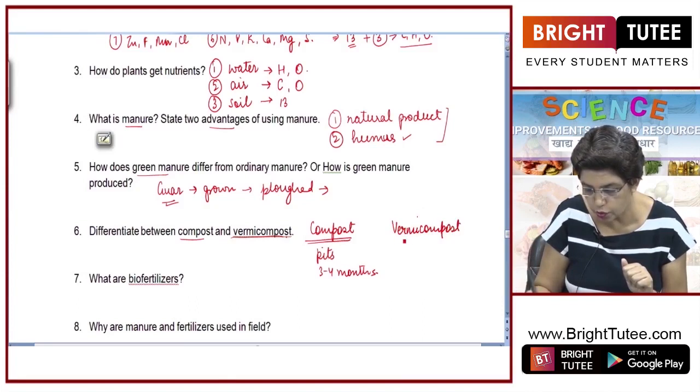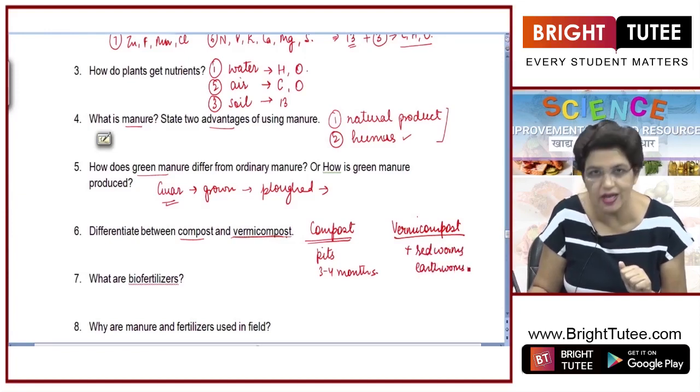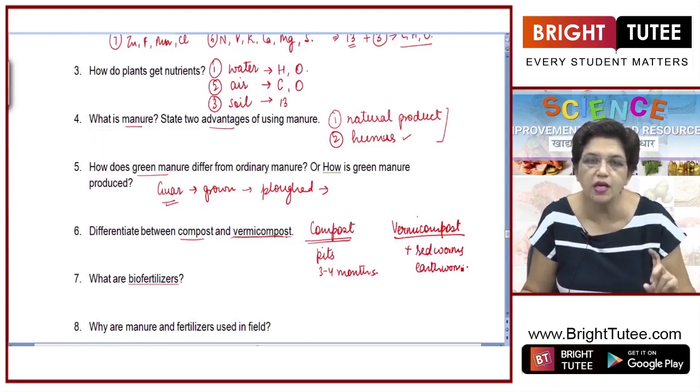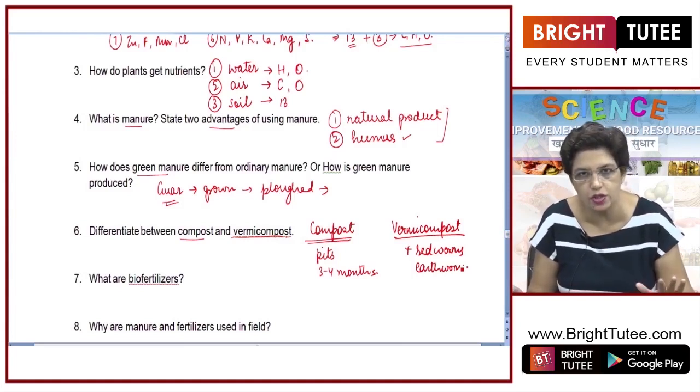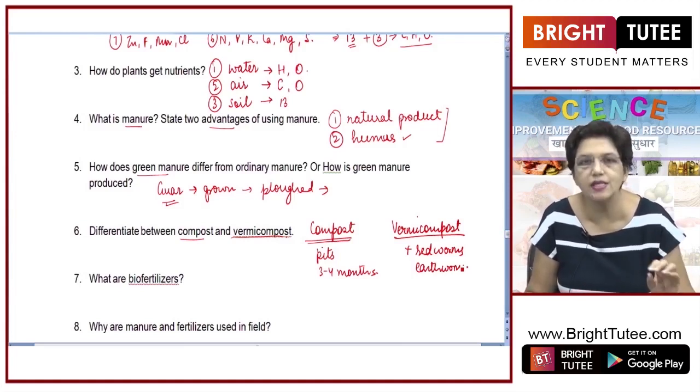In vermicompost, what we do is add red worms or earthworms along with the waste. For vermicomposting, only the plant waste from the farms and the vegetable peels are used. These are put into the pits along with some red worms and earthworms.